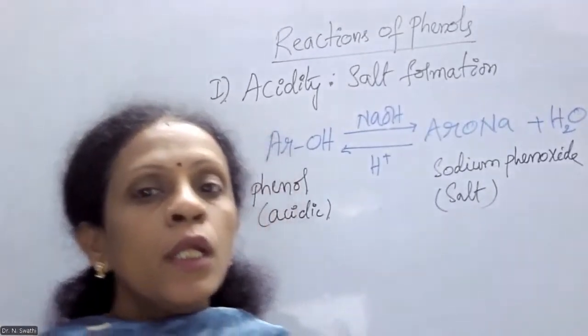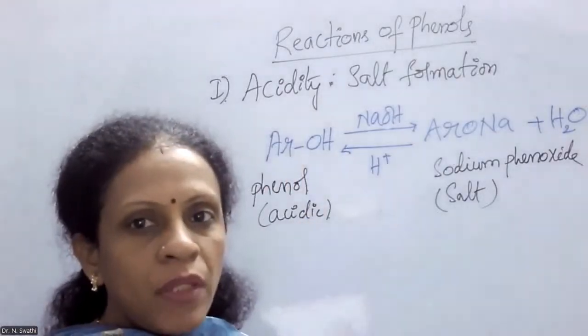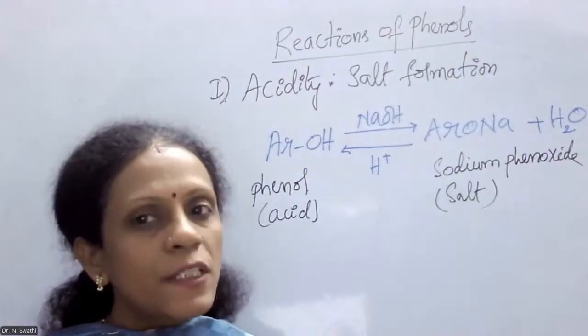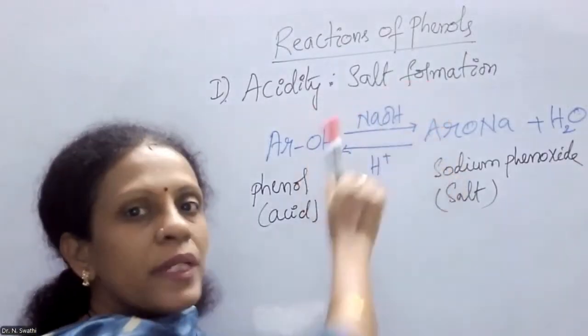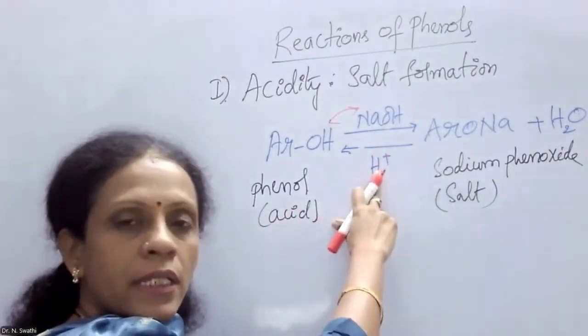Phenols have the ability to lose protons, due to which phenols have acidic property. As phenols are considered acids, they react with bases and give corresponding salts. Thus, phenols will undergo salt formation reactions due to their acidic property. Phenols are acidic in nature and sodium hydroxide is a base.